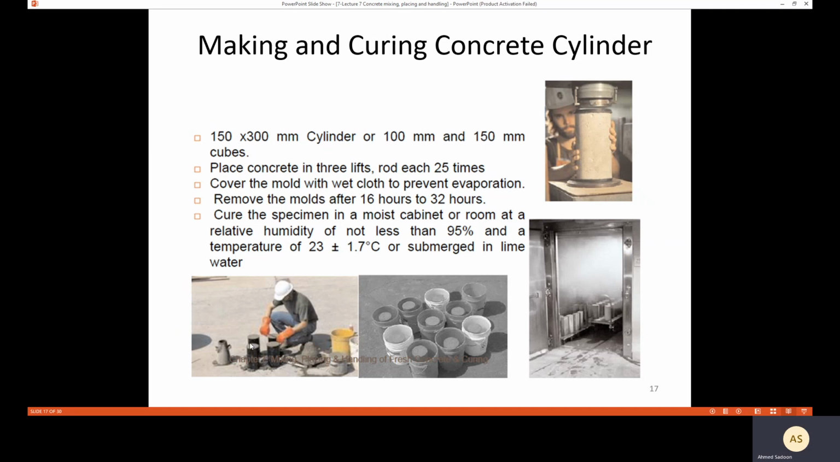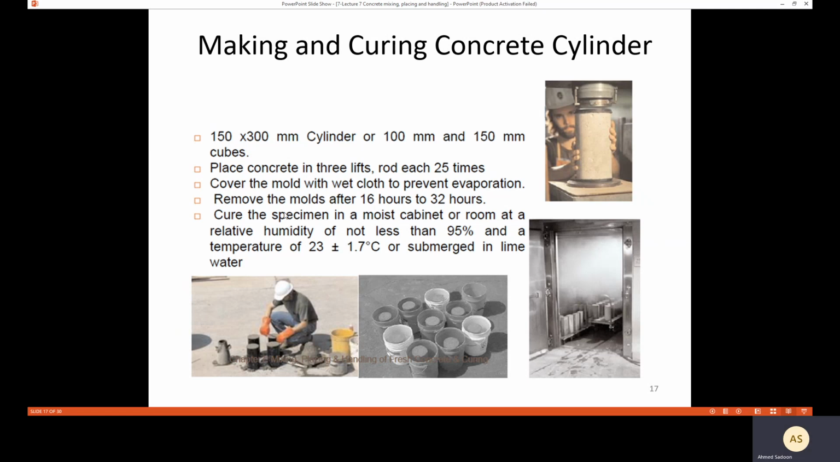Again, here we have the cylinders. This engineer is going to prepare cylinders at the job site. Again, the cylinder should be filled in 3 layers, and each and every layer is going to be rodded 25 times. Of course, in the lab, we are going to see this. Then we cover the mold with a wet cloth to prevent evaporation, and we remove the molds after 16 hours to 23 hours.